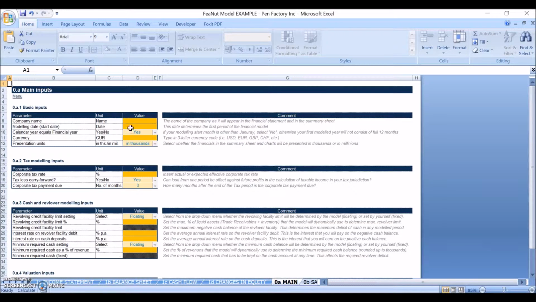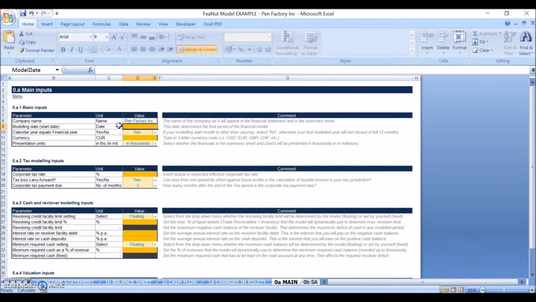So in this worksheet we have a couple of tables with the required basic modeling inputs. We will use our example of a pen factory throughout this online course. So let's start populating some of these tables. Let's start with basic inputs. What we populate in here is the name of our company. So our company is called Pen Factory Incorporated.